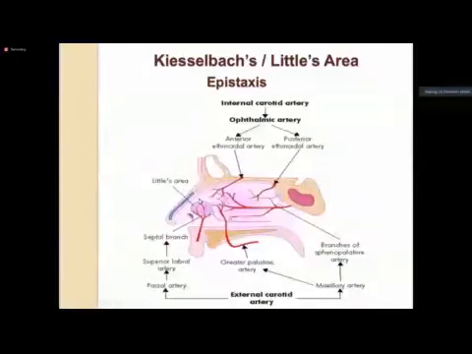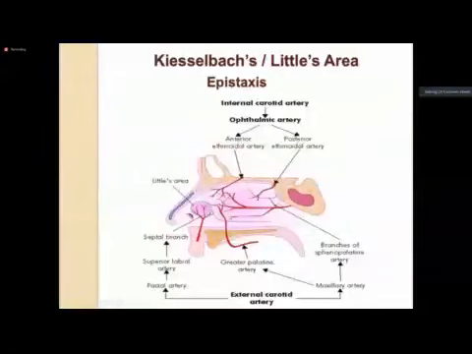So we have anterior ethmoidal arteries from the ophthalmic. We have sphenopalatine arteries, we have greater palatine arteries from the maxillary, and we have septal branches of the facial artery. So these are all the ones that contribute to Kiesselbach's area or Little's area.